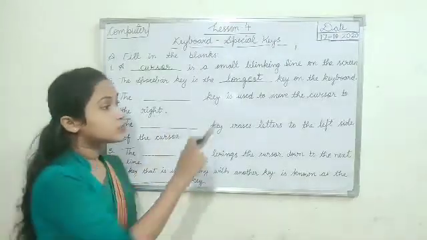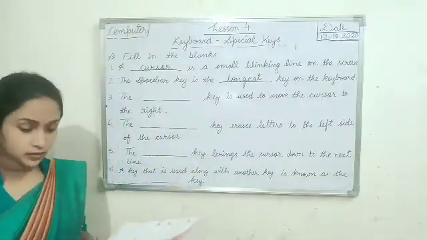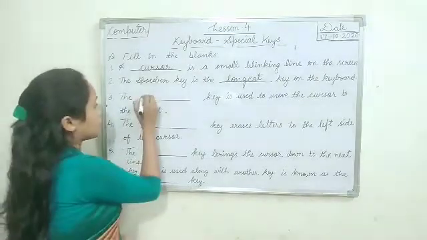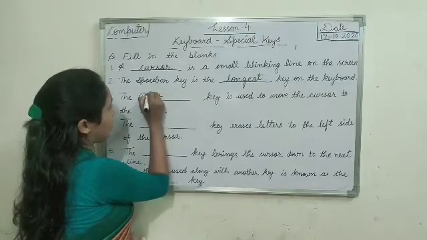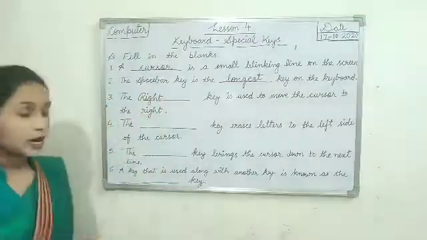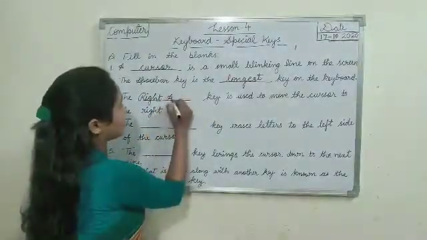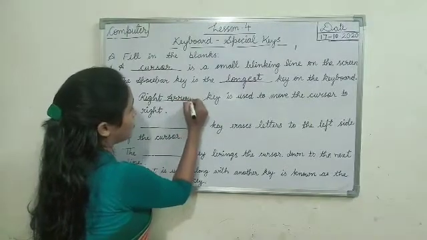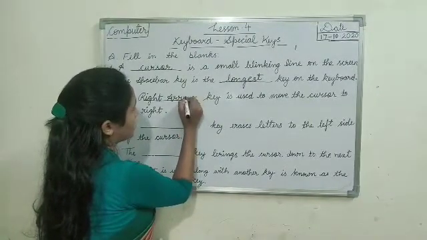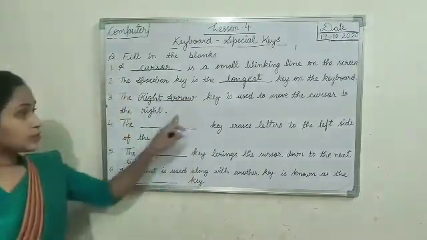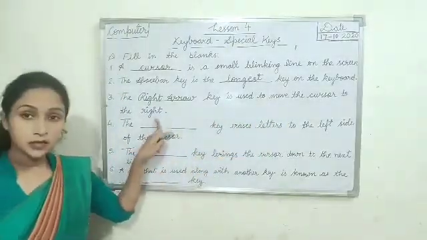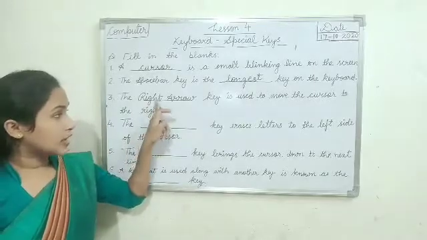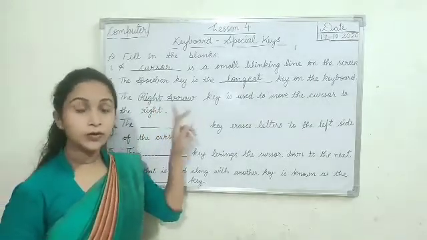Third, the dash key is used to move the cursor to the right. So which key is used to move the cursor right? Right arrow. R-I-G-H-T, right. A-R-R-O-W, arrow. Right arrow key is used to move the cursor to the right. Clear?